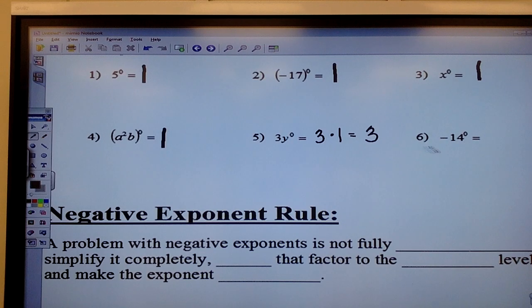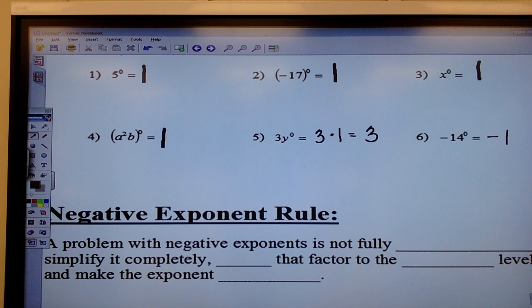Here's number 6. We should also be a little careful of. This negative sign is not being raised to a power, just the 14. So this is kind of like negative 14 to the 0, and 14 to the 0 is equal to 1. So that's going to give us a negative 1. And if you want to verify any of these, you can go ahead and use your calculators, because the calculator is familiar with the zero property rule. I hope we're good on that part.